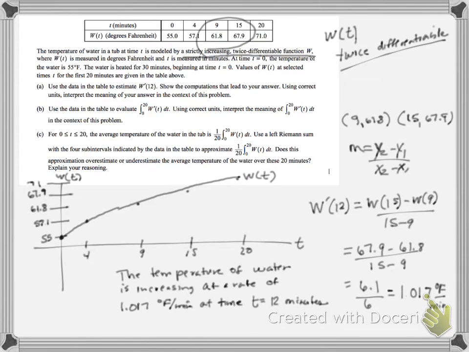Okay, so the value of W prime at 12 is 1.017 degrees Fahrenheit per minute. So you need to make sure you have units there. And it says, using correct units, interpret the meaning of your answer in the context of this problem. So we're talking about the temperature of water in a tub at a certain time. So the interpretation would be the temperature of water is increasing. It's increasing because the derivative is positive at a rate of 1.017 degrees Fahrenheit per minute at time equals 12 minutes. Okay, so that's the interpretation that you need to make sure you have.